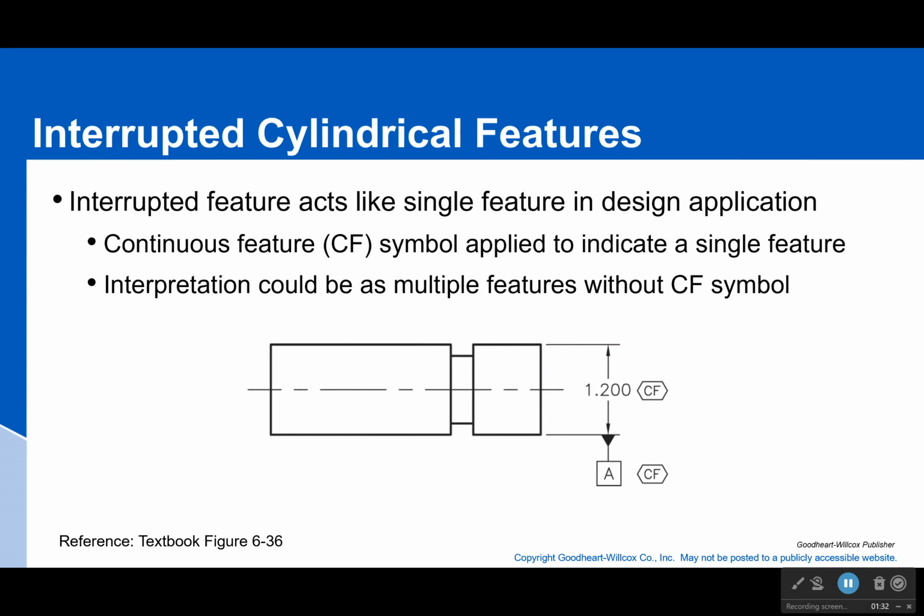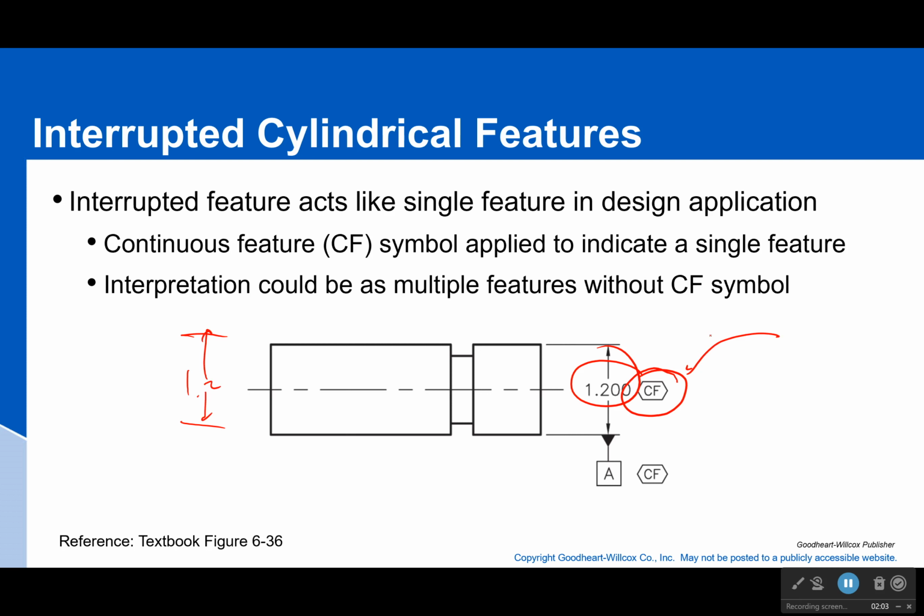Okay, so let's look at a few other things here, and I wanted to bring in a new symbol. Before, we showed that interrupted flat surface. Well, what about with a cylindrical feature? Is it the same? Not quite. With a cylindrical feature, we have something called the continuous feature symbol. It says that this diameter is the same as this diameter over here. I don't have to specify both. I can simply specify one and attach this on there.